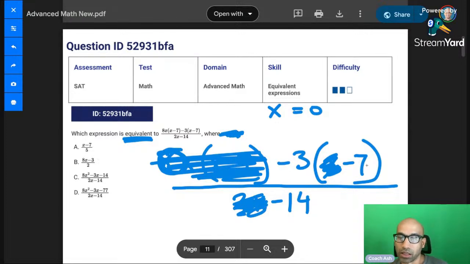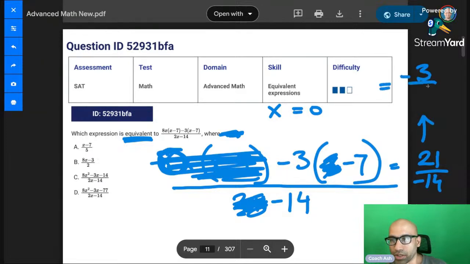This is basically it. So you got 3 times 7 is 21. Negative minus minus becomes a plus, right? So therefore you get 21 over negative 14. And this one, you can put it in your calculator and you can write this as negative 3 over 2.